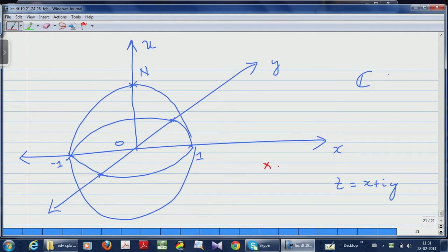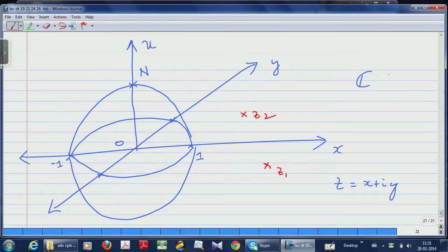Suppose I start with two points z1 and z2 on the complex plane. What kind of distances can I define on these points? What kind of metric can I define on the complex plane? There is the usual metric, d(z1, z2). I will put d_e for the Euclidean metric, and you know what that is. It is simply the modulus of z1 minus z2. It is just the distance between these two points. This is the good old metric that we always use in Euclidean space. It is actually the length of this line segment joining z1 and z2.